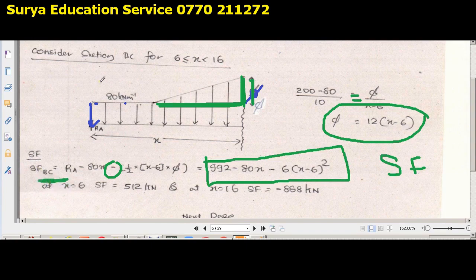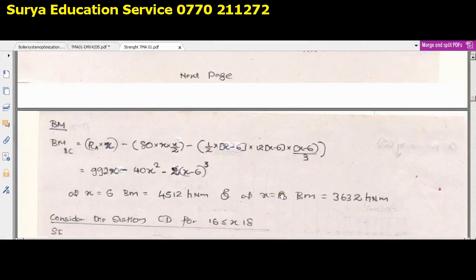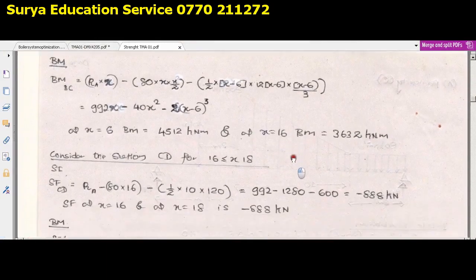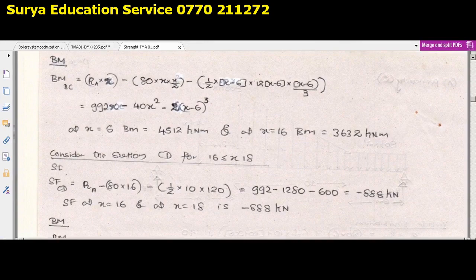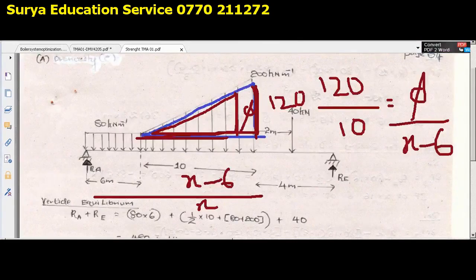Only for section BC. Just put in the limits, because now you have two limits, as indicated from here: 6 and 16. Put x equals 6 and find the particular shear force value. Then put x equals 16 and get the other respective shear force value. Be very careful about the direction. And that's it. Now we move towards the next part, the bending moment part. Guys, that is also very, very easy. It's nothing hard, so nothing much to worry about.